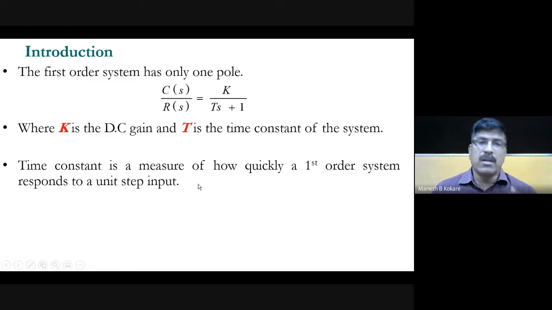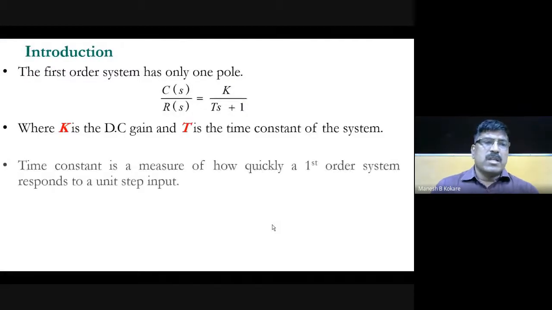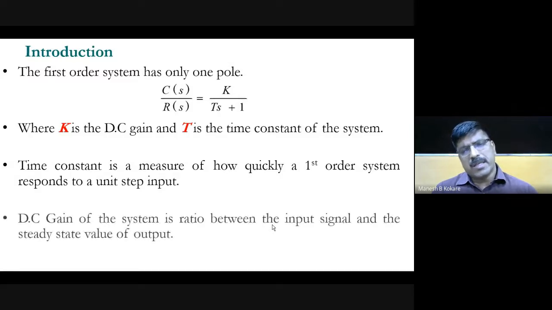If the time constant is small, the system will respond very quickly, and if it is large, the system will respond a bit late, or be a sluggish system. The DC gain of the system is the ratio between the input signal and the steady state value of the output. So we'll see the effect of changing the time constant as well as the gain on the response of the first order system.